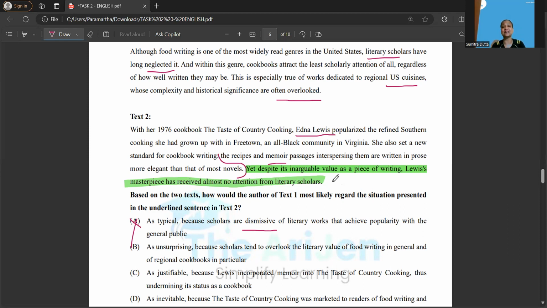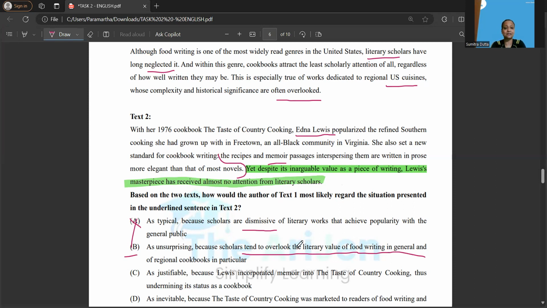Now, the author of text 1 has already stated that the cookbook genre never attracted the attention of literary scholars. And what is the reason for this? Because they do not take it as literature. Because scholars tend to overlook the literary value of food writing in general, and of regional cookbooks in particular. That means it expresses the same idea as whatever the author of text 1 has said, that yes, they neglected this particular genre. This can be the answer.